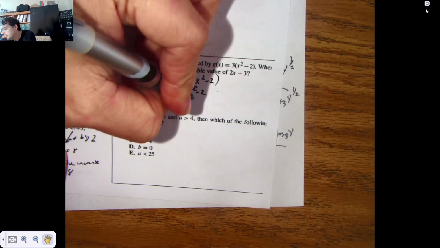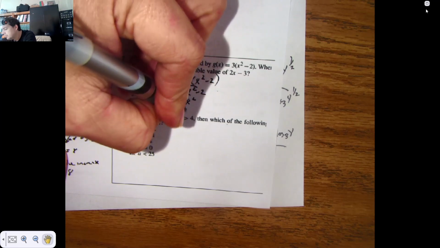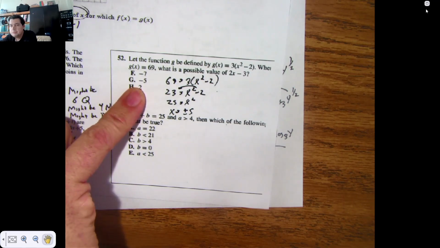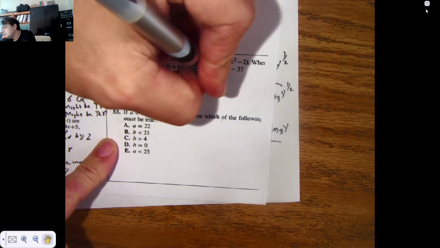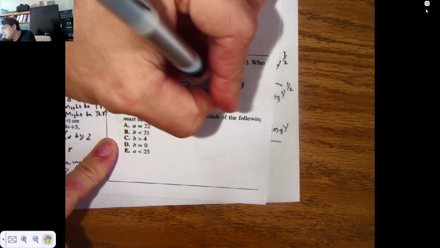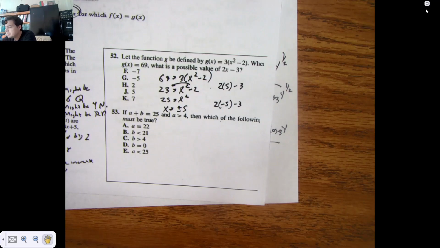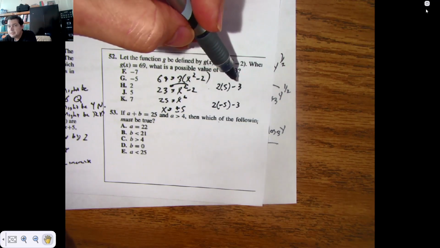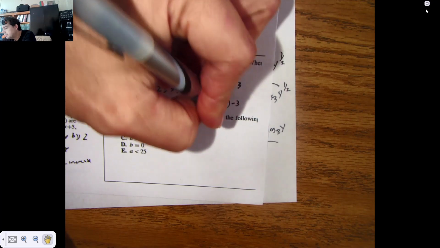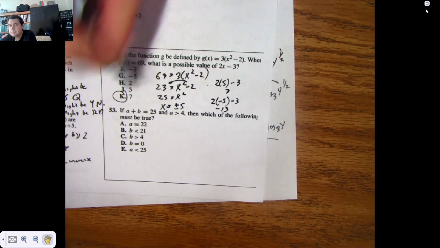25 is x squared. And the x value is either plus or minus 5. It's one of the two. Could be both. It says, what is a possible value of twice x minus 3? So I'm going to do 2 times 5 minus 3. I'm also going to do 2 times negative 5 minus 3, just to make sure. Twice a 5 minus a 3 would be 7. Twice a negative 5 minus 3 is negative 13. And the only one that shows up is the 7.